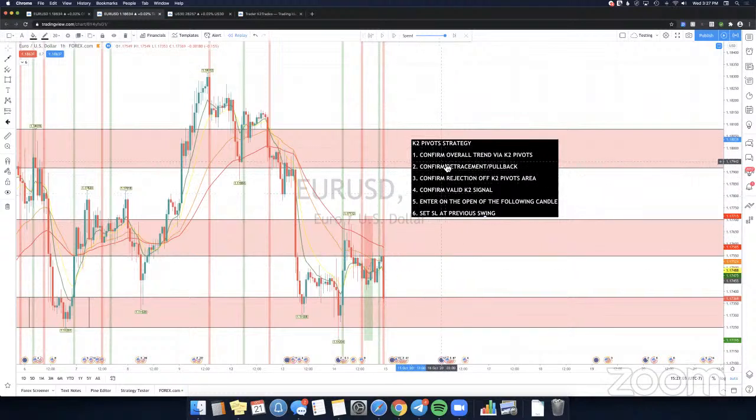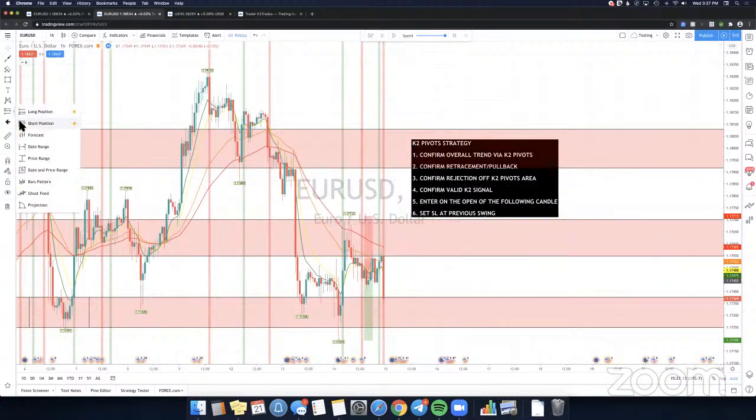First, we confirm the overall trend. It's still trending down since price is below the pivots. The pivots are angling down and they're spread out, so this is a downtrend. We confirm a retracement pullback because price came up, then came down and retraced from this point right here. So this fulfills the second requirement. Then price rejected from this point right here, which is the third requirement. And then the fourth requirement, confirm a valid K2 signal. Right here, we have a sell signal with a red bearish candle. So all requirements have been met.